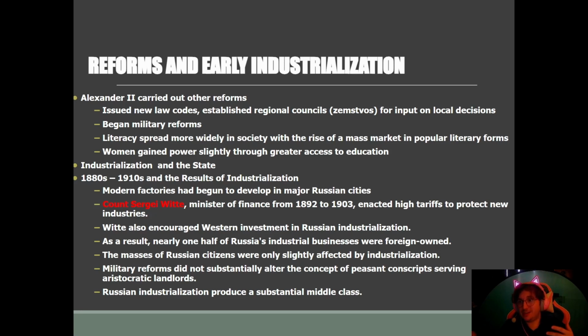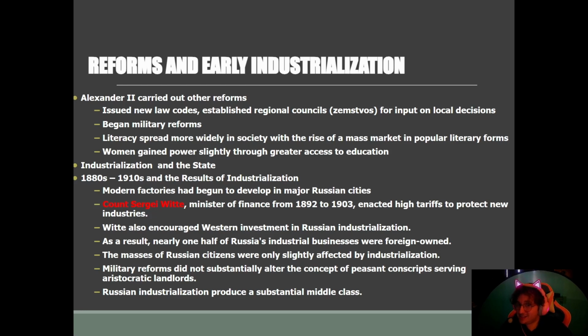Between the 1880s and 1910s, they're going to rapidly industrialize. Modern factories begin to develop in major Russian cities. Count Sergei Witte, the Minister of Finance from 1892 to 1903, will enact high tariffs to protect these new Russian industries. Witte will also encourage Western investment in Russian industrialization. This is a double-edged sword. As a result, nearly one half of Russia's industrial businesses are foreign owned.